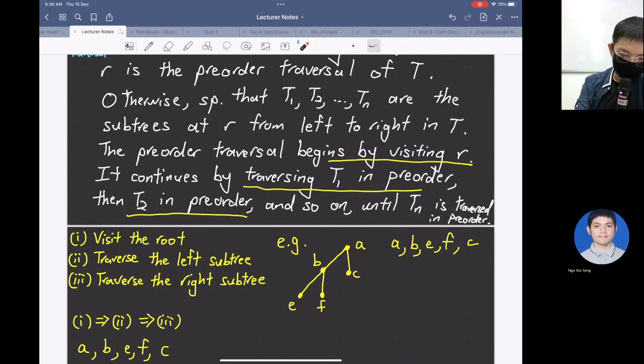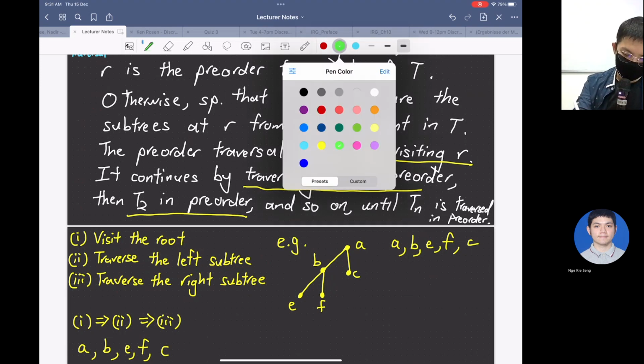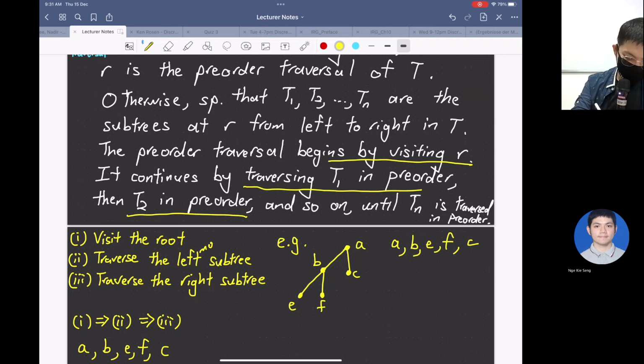We summarize this definition using these three steps here. First, visit the root. Second, traverse the left subtree. Actually, the more accurate one should be the leftmost subtree, only the leftmost, and then traverse all the right ones. But we just say visit the root, leftmost, and then right.